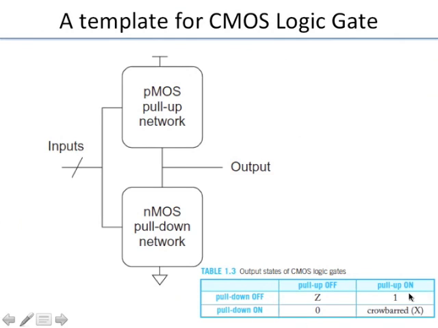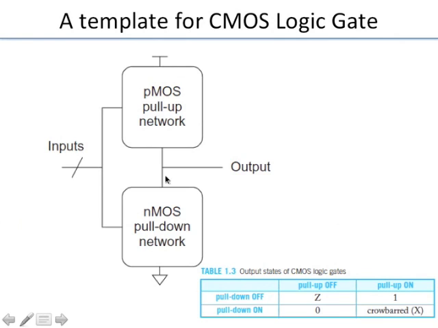Of course, when pull down is off and pull up is on, there is a low impedance path from output to VDD, and the output is high, and vice versa. Of course, the problem comes when both are on. When both are on, it's called X or crowbar. X means we don't know where this voltage will be. It really depends on the relative strengths of the pull up and the pull down. It could be anywhere. If they are equal strengths, remember from the DC transfer curve, the voltage will be exactly in the middle. So the next stage will not know whether it's a 0 or 1, so that's why we call it an X.